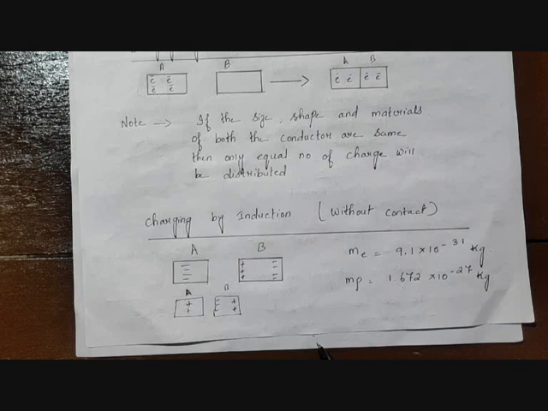So what we've learned here is charging by conduction and charging by induction. Again I repeat, charging by conduction means two bodies should contact each other, they should touch each other, and then only the charge can flow. Charging by induction means the two bodies will not come in contact with each other, but still charge will flow, right? So these are some basic things about this chapter, about charge.